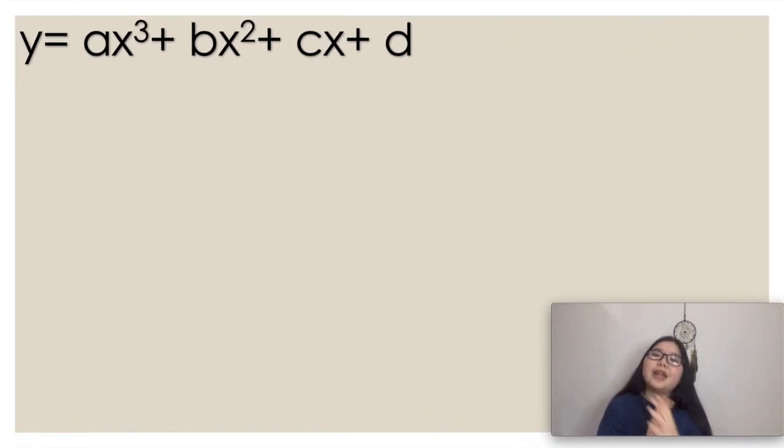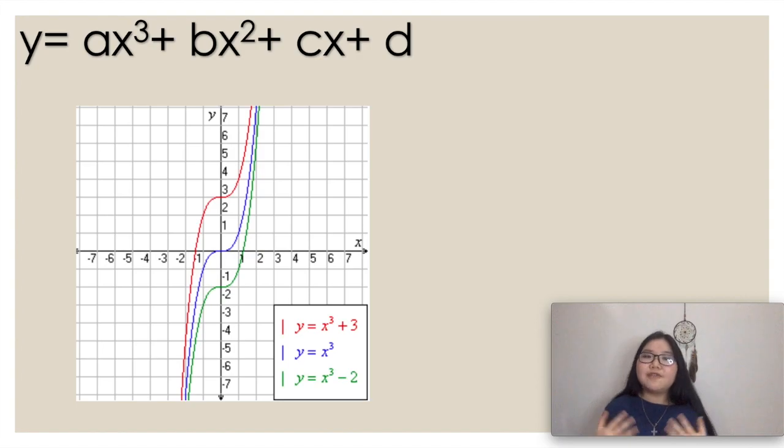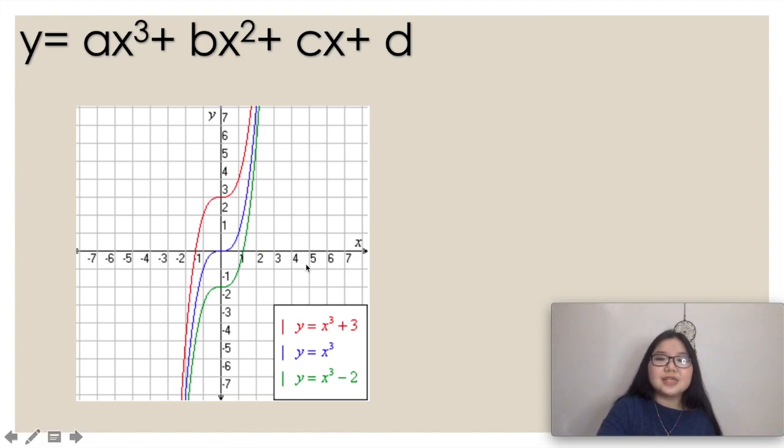This is the original form, and I will let you see what will happen if x equals 0. If x equals 0 here, all of this is equal to 0 and y equals d. And d is also the y-intercept. As you see here are 3 cubic functions. If x equals 0, for the red cubic the y-intercept equals 3, then 0, and then negative 2. As you remember about the quadratic equation, ax squared plus bx plus c, c is also the y-intercept, right?